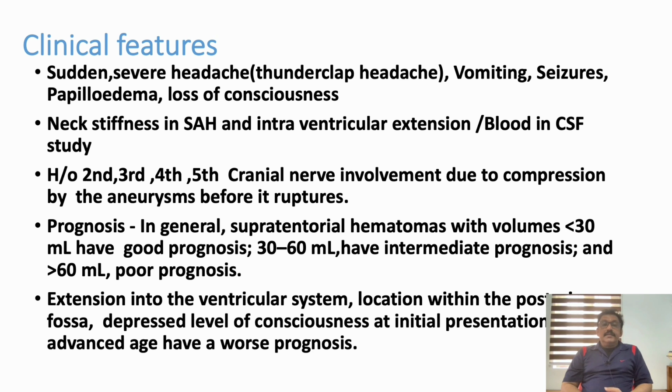Neck stiffness is seen in subarachnoid hemorrhage. So neck stiffness is a classical feature of meningitis, that is an irritation to the meninges. Here also we get irritation to the meninges by blood, that's why it produces neck stiffness. So other than meningitis, the classical condition which produces neck stiffness is subarachnoid hemorrhage. And if you are doing a CSF, you can see the blood in CSF also, but routinely we don't do CSF study in subarachnoid hemorrhage or any stroke.